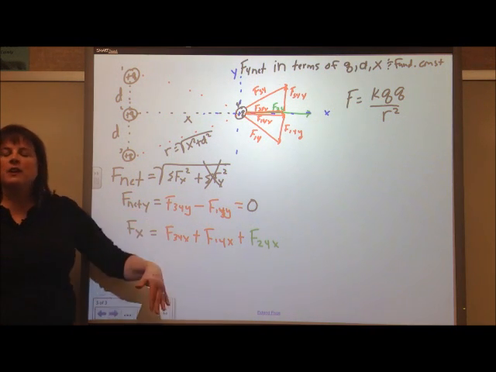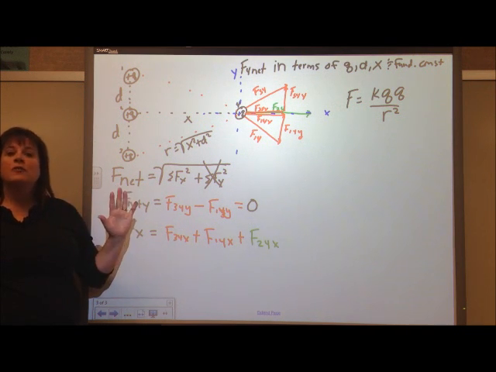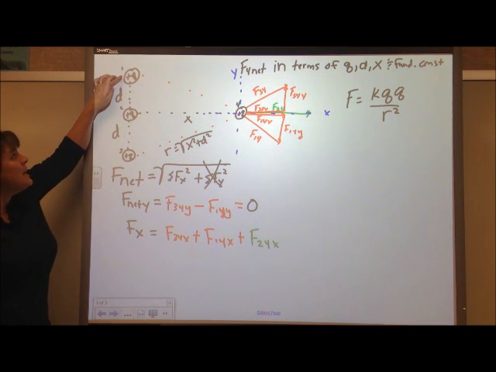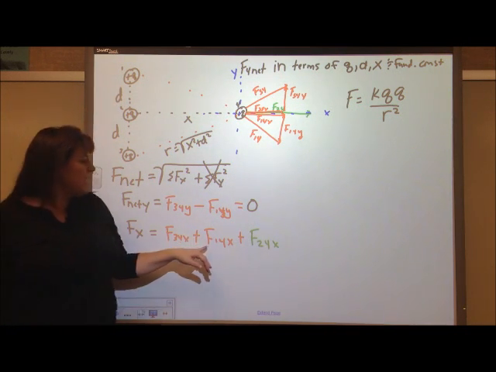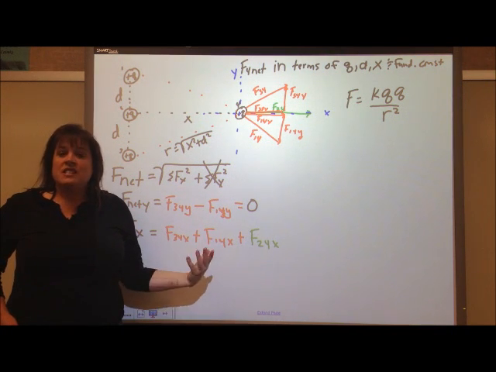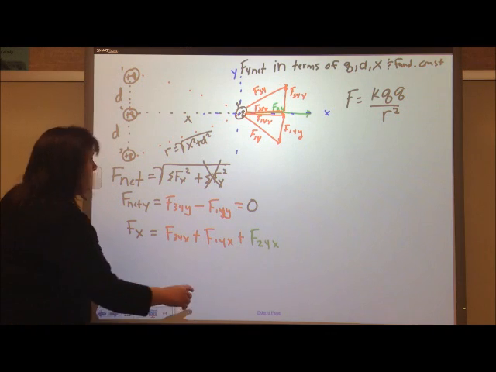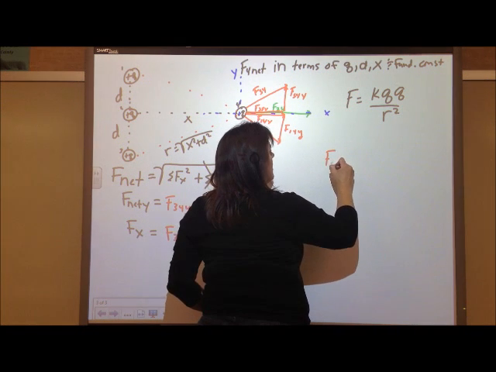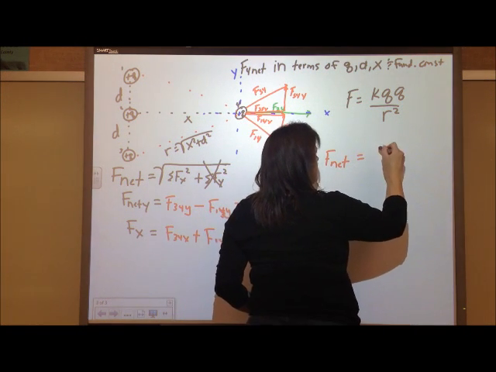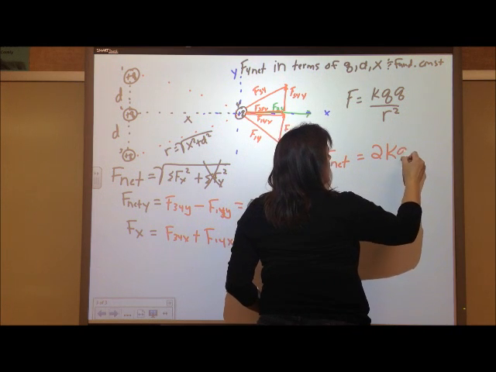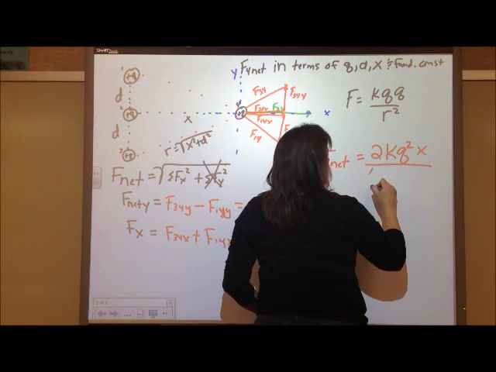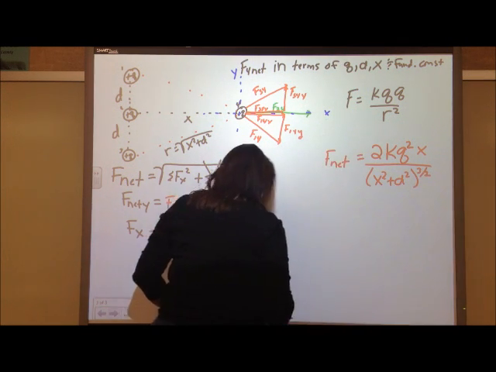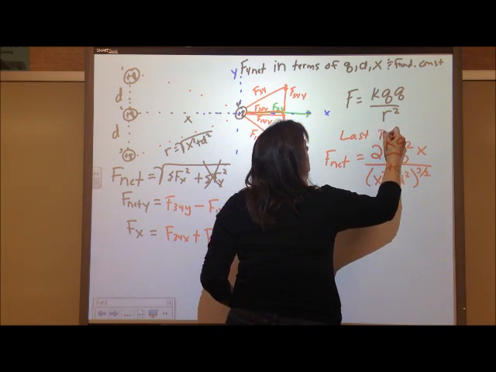Now, if we think back to the last problem we did, the only difference between this problem and the last problem was this extra charge here, which means that my net force F3 for x and my force F1 for x are still the same magnitude as they were in the last one. And we came up in the last one with our F net being 2 times kq squared x over x squared plus d squared to the 3 halves. That was our answer to the last problem.